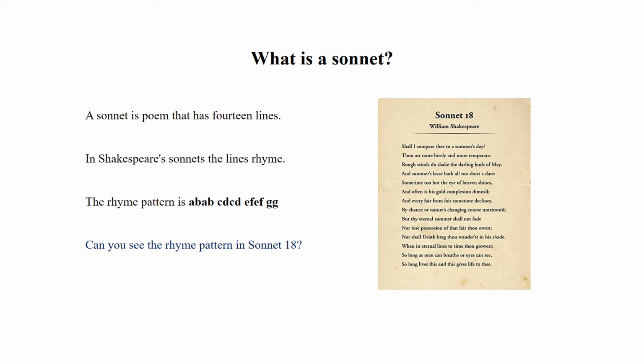What is a sonnet? A sonnet is a poem that has 14 lines. In Shakespeare's sonnets, the lines rhyme. The rhyme pattern is AB, AB, CD, CD, EF, EF, GG. Can you see the rhyme pattern in Sonnet 18?